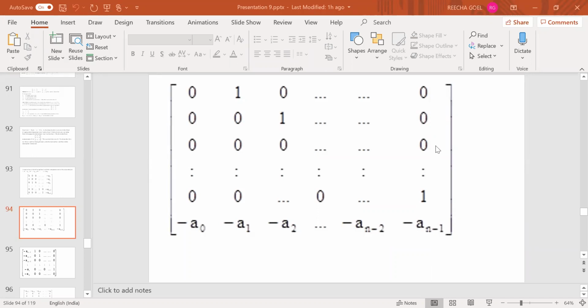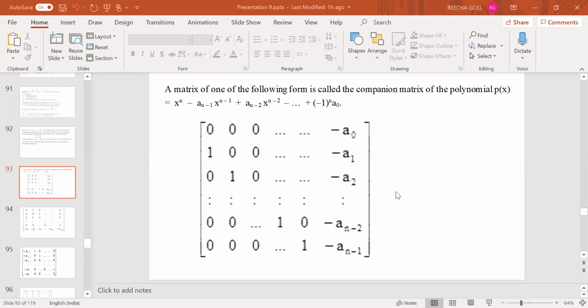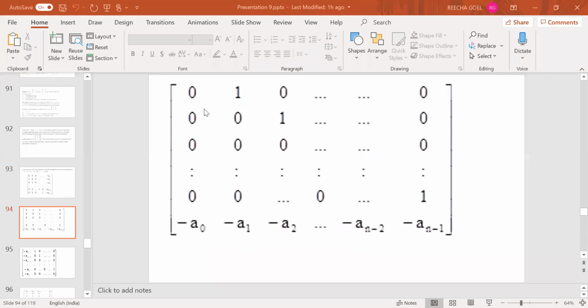You remember that in the previous case, we started with the last column, starting with minus a0 and ending with the last entry as minus a_{n-1}. In this case also, when I am using the bottom row, I am getting the last entry to be minus a_{n-1}. But in the super diagonal position, I am just going to write 1, 1, 1. When I started with the last column, I wrote these ones in the sub diagonal position.